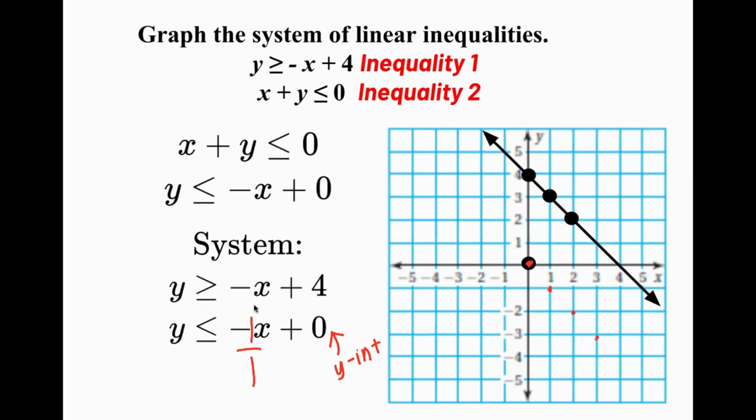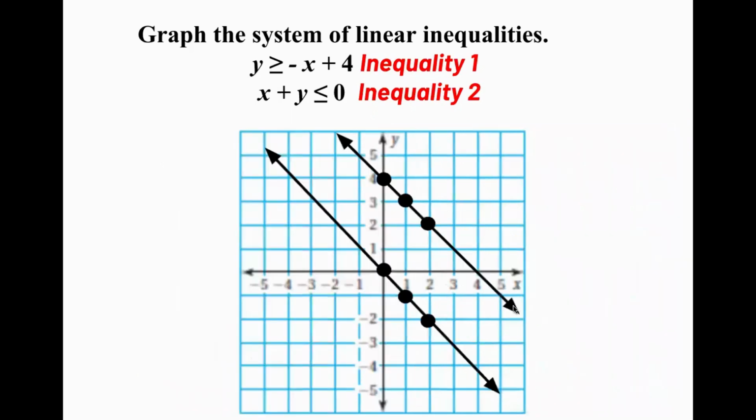And once you've plotted all your points, we can go ahead and draw our line. In this case, it's going to be solid since we have less than or equal to. So draw a solid line through all your points, and here is your graph. Now we're going to shade in our graph.